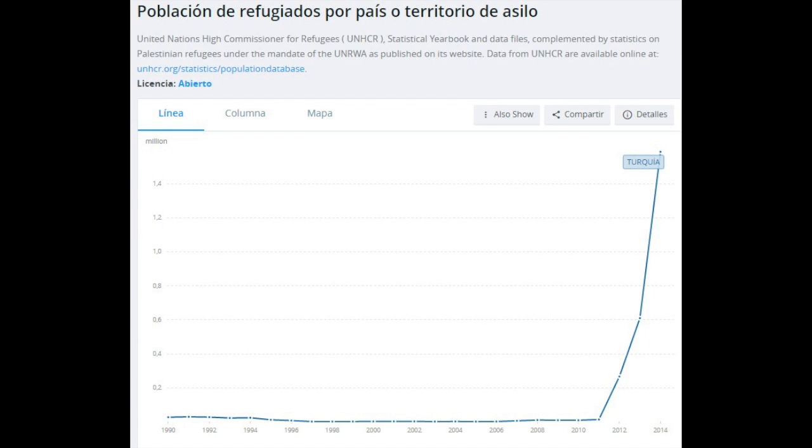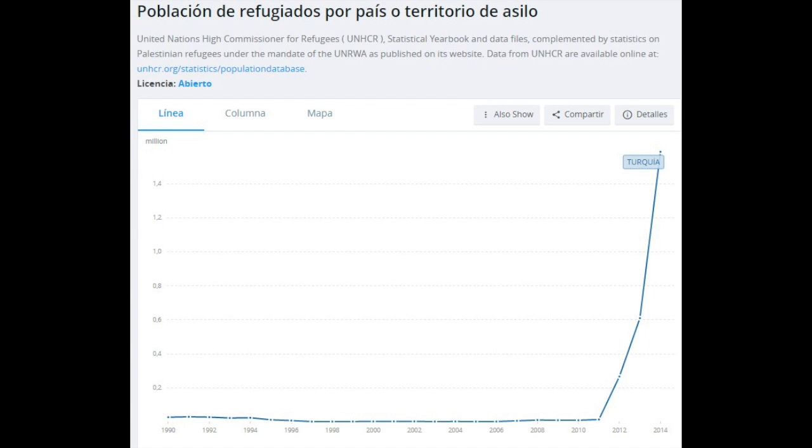The population of refugees per country or territory of asylum in Turkey is getting greater. The refugees are especially from the country of Syria, due to the war that the country is facing. The number of refugees has increased dramatically in the past few years.